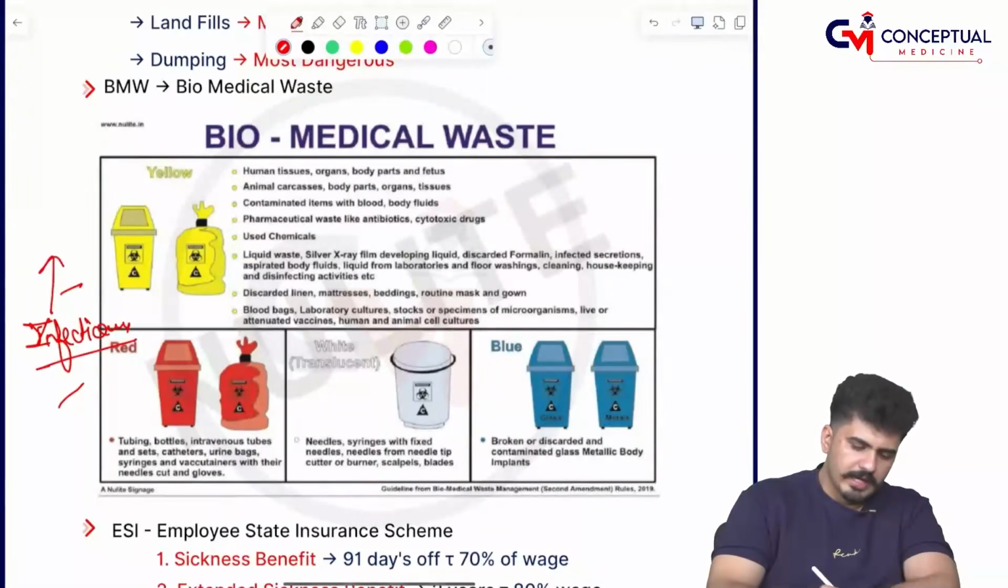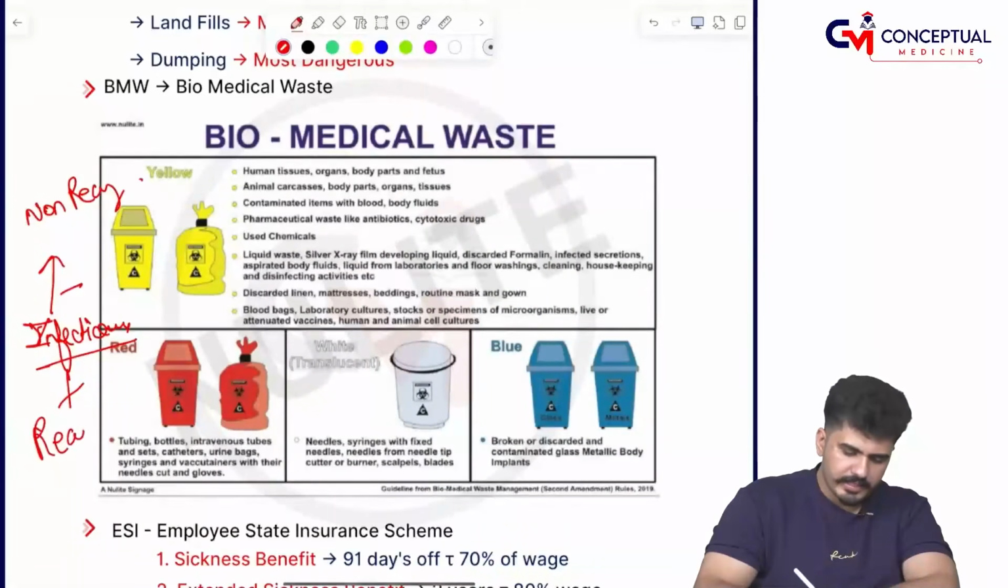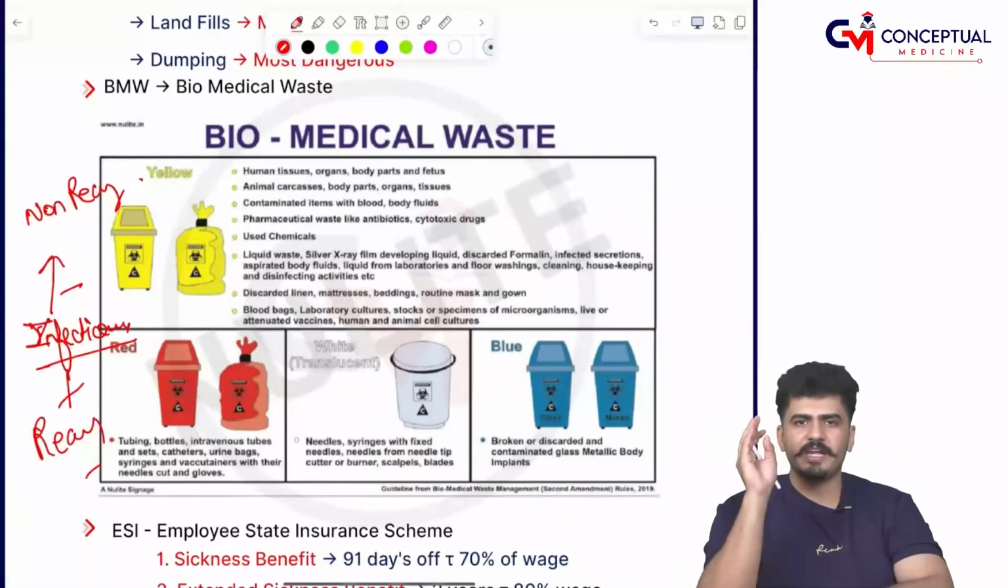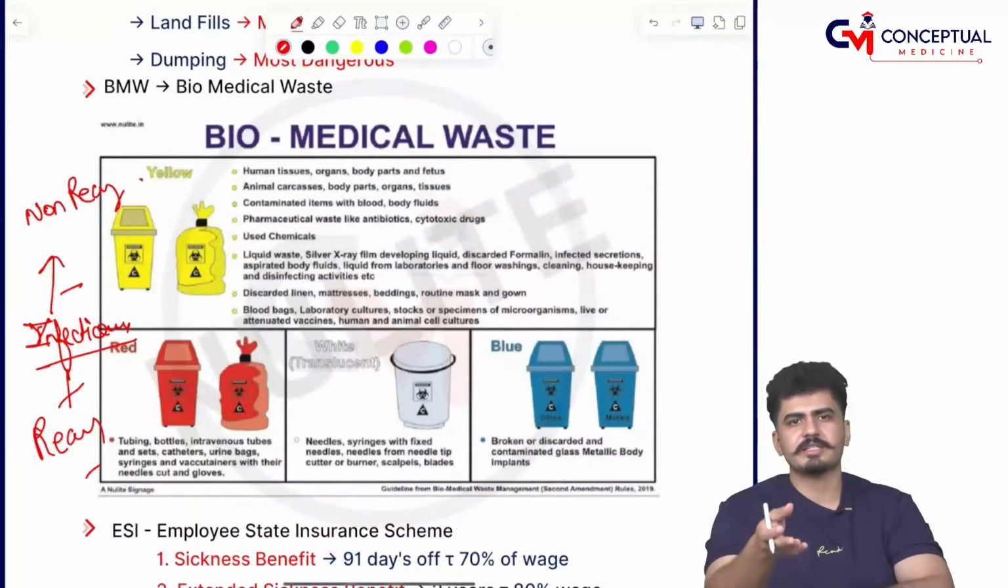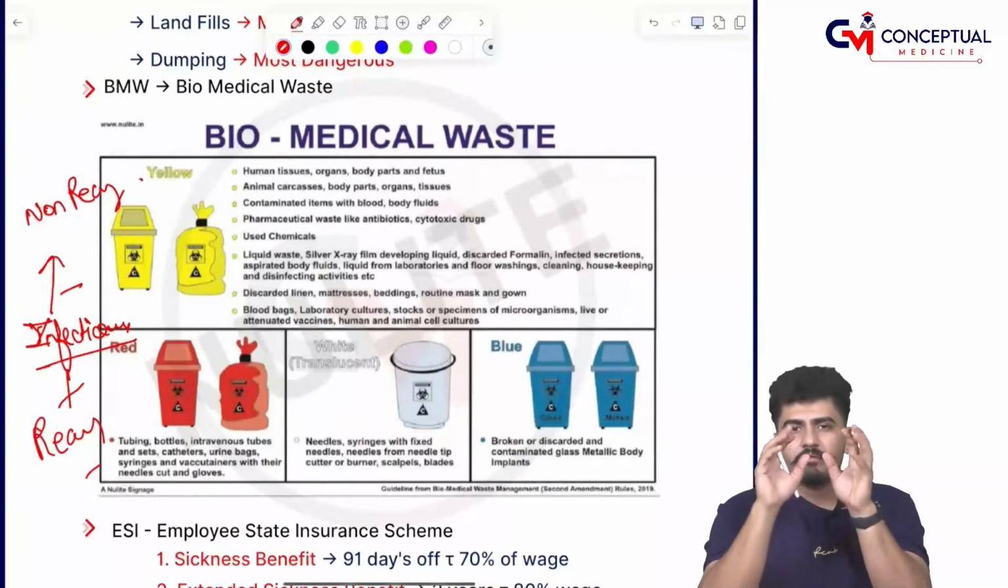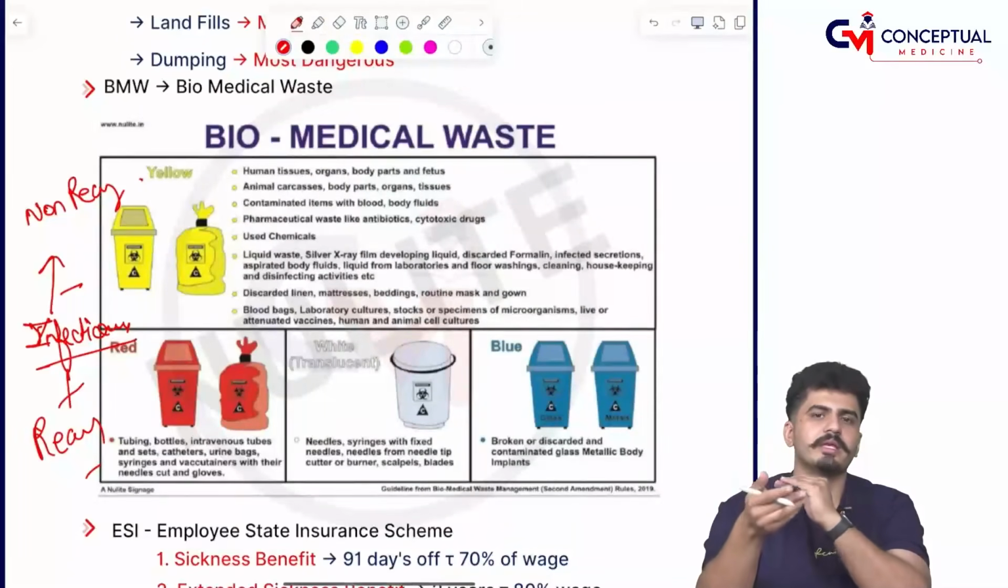Now yellow is non-recyclable and red is R for red, R for recyclable. If any infectious waste we can recycle, that will go into red color. If any infectious waste which we cannot recycle, that will go into the yellow color. For example, anatomical waste, vaccine, if we cannot recycle it, it will go into the yellow.